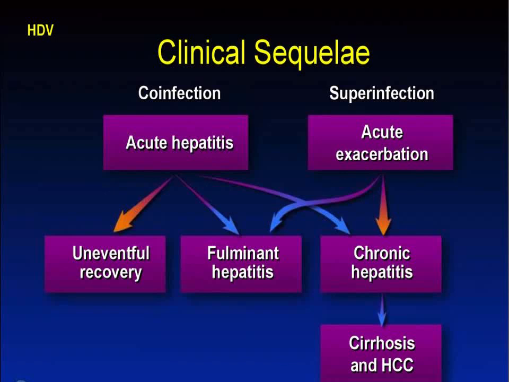What about the clinical sequelae? As we said before, either co-infection or superinfection. Co-infection, acute hepatitis, may cause complete recovery or may lead to fulminant hepatitis or chronic hepatitis. But when there is superinfection, there is acute exacerbation, leading to fulminant hepatitis or chronic hepatitis. Chronic hepatitis leads to development of cirrhosis and hepatocellular carcinoma. Therefore, chronic hepatitis is very important because it is the way to cirrhosis and to hepatocellular carcinoma.